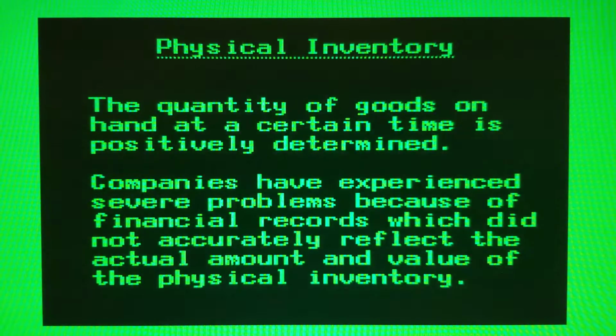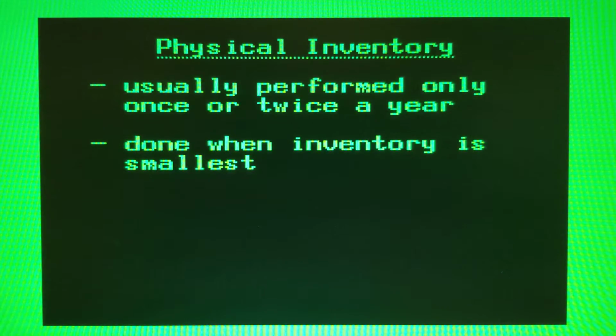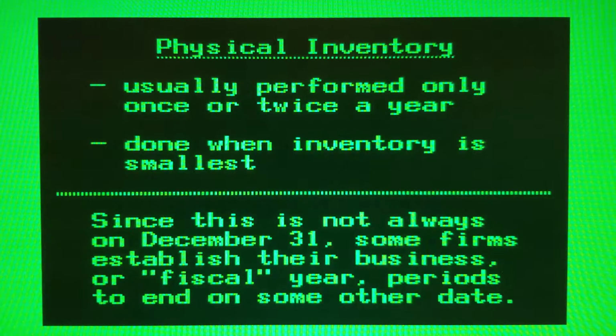You can easily imagine how important this is, since many companies have experienced severe problems because of financial records which did not reflect the actual amount and value of the physical inventory. Since taking a physical inventory is time-consuming, it is usually performed only once or twice a year. It is most conveniently done, of course, when it is smallest, and this usually is the case in certain times of the year due to seasonal factors. Since this is not always on December 31st, some firms prefer to establish their business or fiscal year periods to end on some other date.